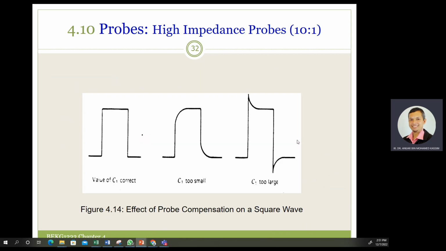As in figure 4.1, there is a correct value of C1. If C1 is too small, there is a delay, and if C1 is too large, there is an overshoot on the rise and fall time. This is the effect of probe compensation when we are applying a square wave.